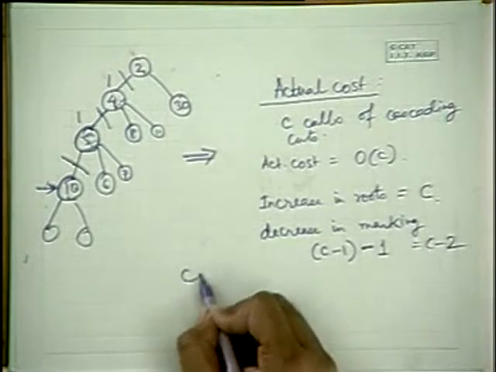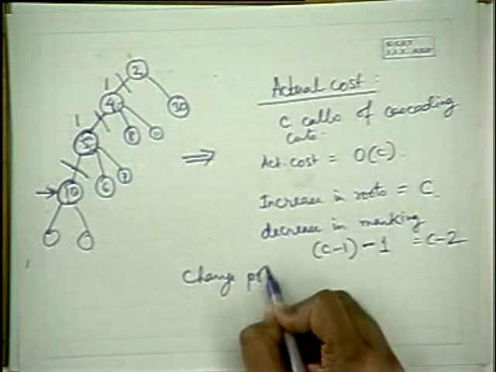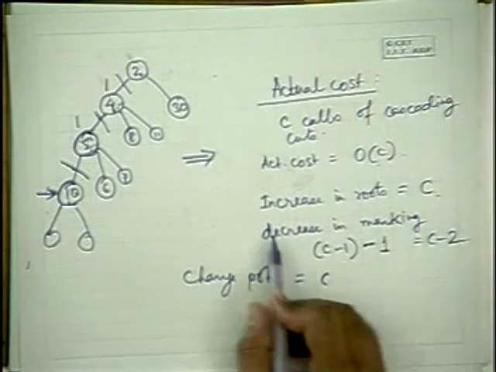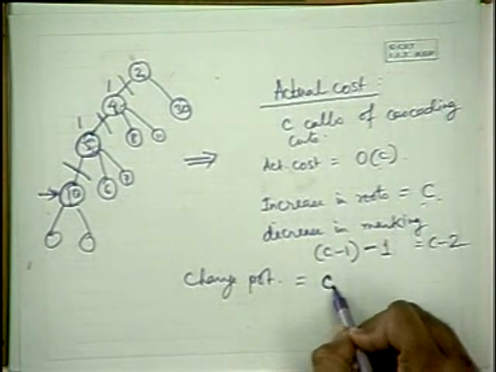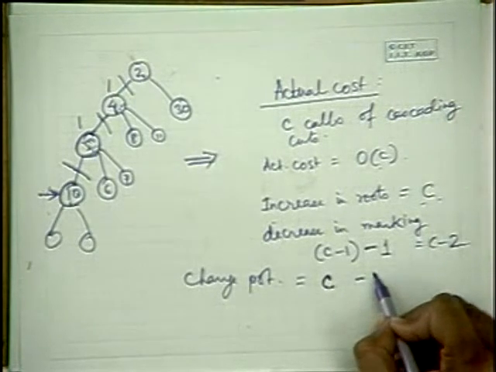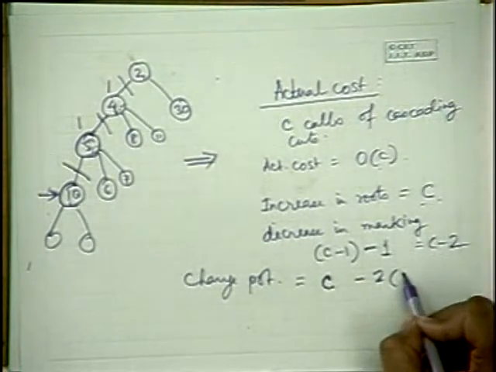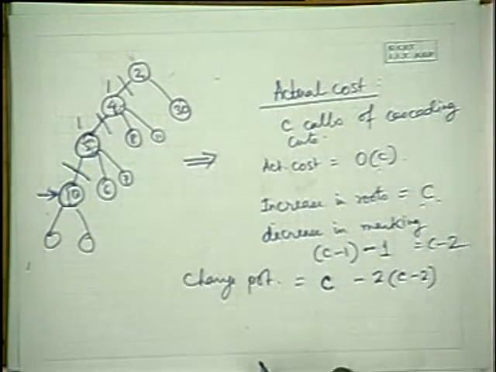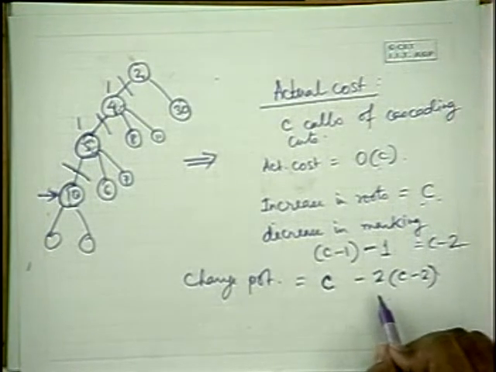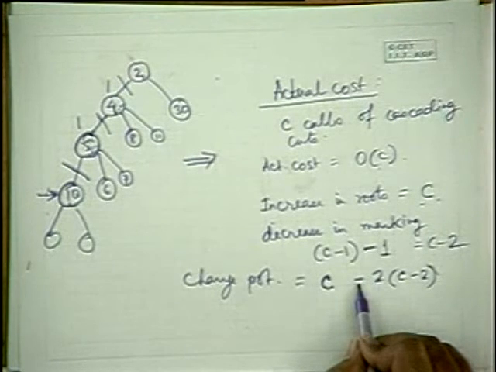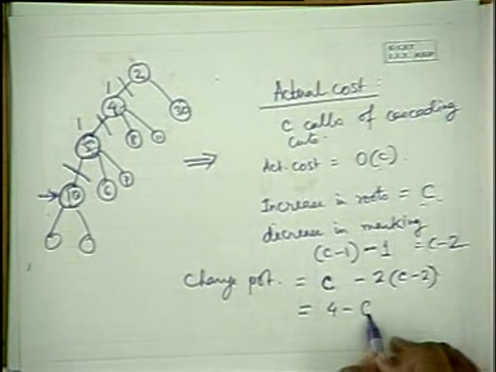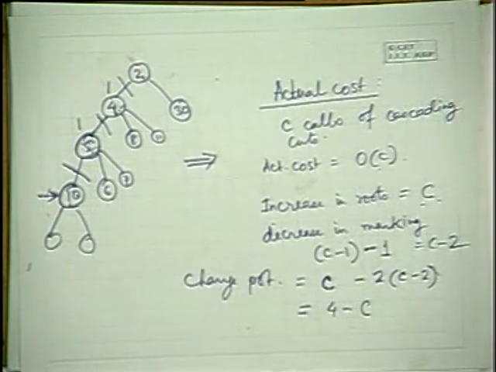So the change in potential: the increase in roots is C, minus 2 times the change in marking. This is the change in the marking. It is decreasing, that's why it is minus, and it is 2 times C minus 2. So the change in potential is actually 4 minus C.